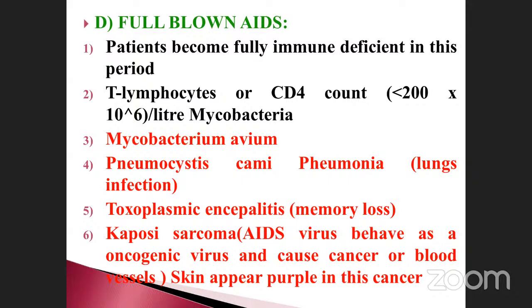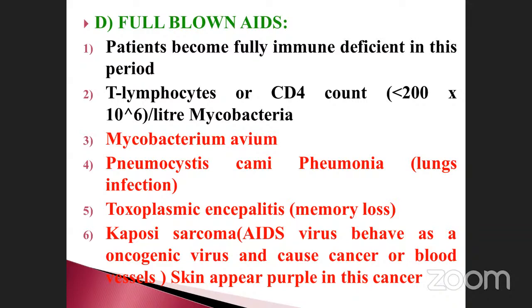So what happened? Immunity reduced means the T lymphocyte production will be reduced in nature, isn't it? Already we discussed the mechanism of how HIV acts on the cells, particularly T lymphocytes, which have the CD4 receptor. The CD4 count is also reduced. How much? Here, it is less than 200, and also 10 to the power of 6 per liter mycobacteria. So this is the number. When it reduces below the normal level, that is the second clinical symptom.